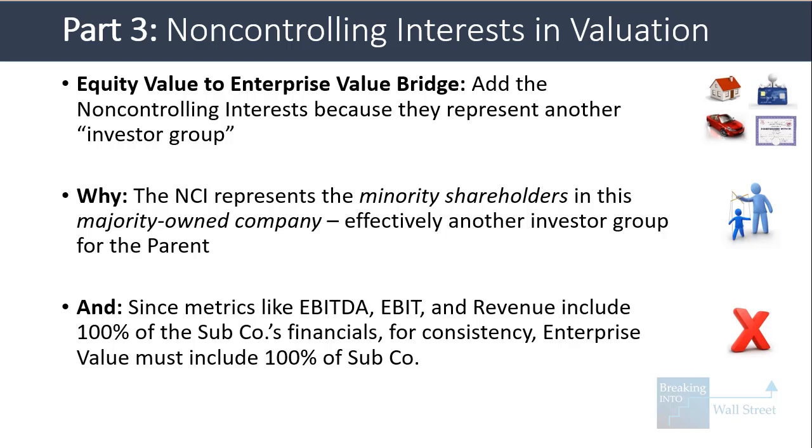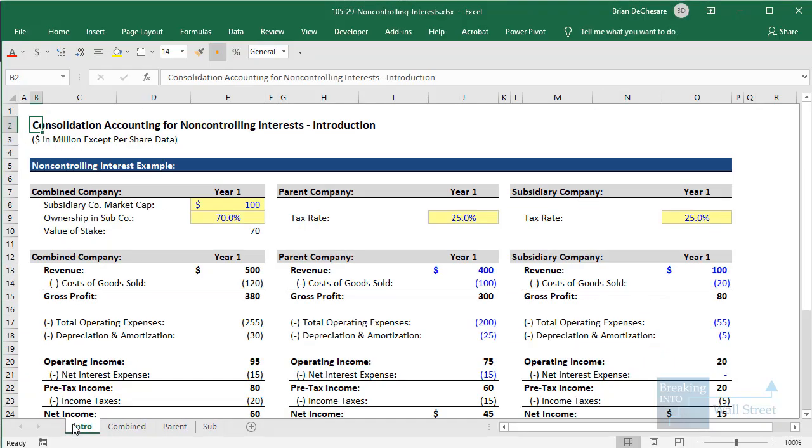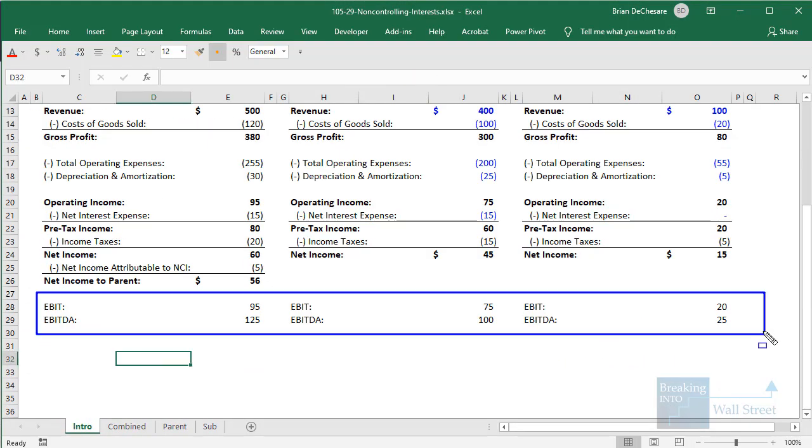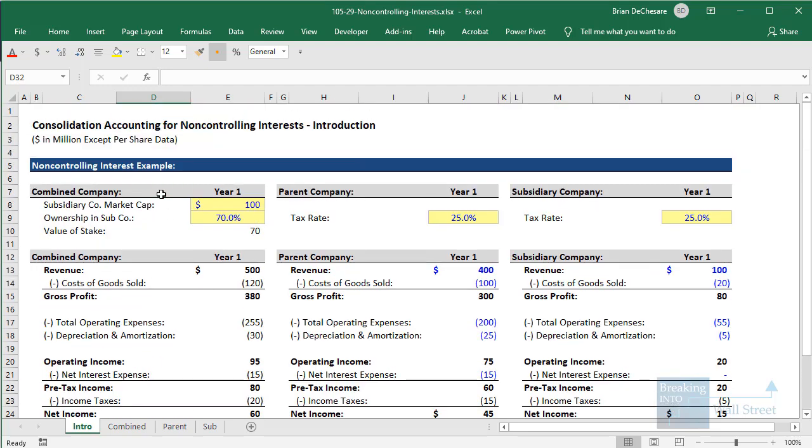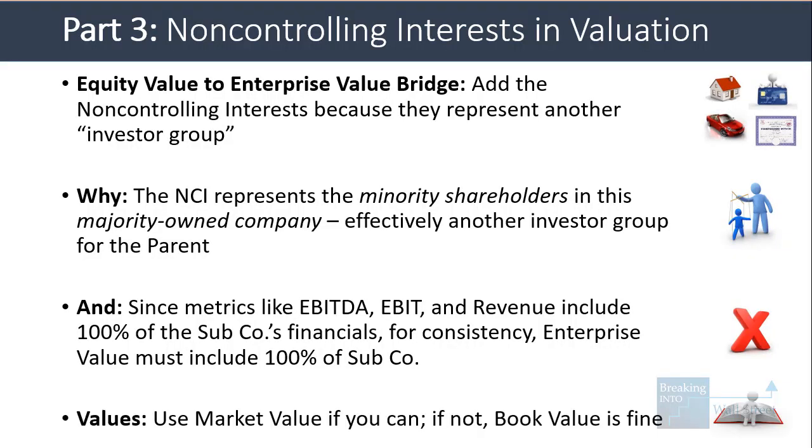If we don't add non-controlling interest, then enterprise value includes only 60% or 70% or 80% of Subco. And you saw this firsthand with the simple demonstration in the beginning. We're including 100% of Subco's EBIT and EBITDA here, even though we own only 70% of Subco. So enterprise value has to be consistent, and that's why we need to add the non-controlling interest, the 30% times the 100 of Subco right here to get the full value of 100% of Subco in enterprise value.